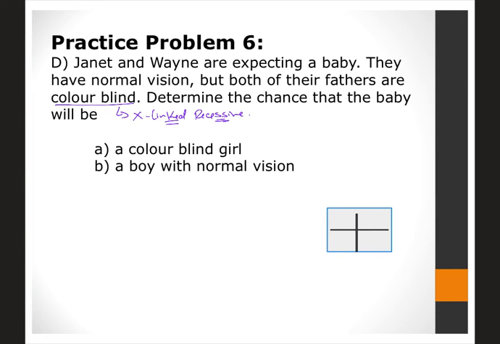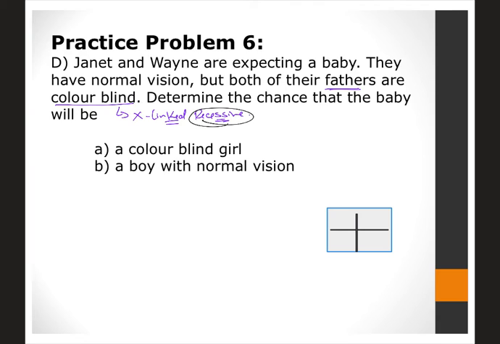If we take a look, we have Janet and Wayne. They're expecting a baby. They both have normal vision, but their fathers are colorblind. So if you plan this out, the fact that they are unaffected but had affected parents lets you know that this was recessive, because they are the generational skip. And if you're not quite sure whether it is X or Y linked, if it were Y linked, it would only be on boys. So we can be rest assured that this is going to be X-linked.